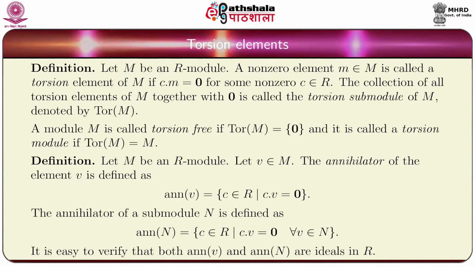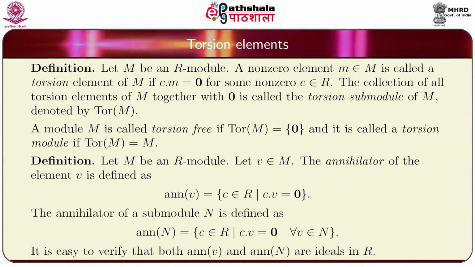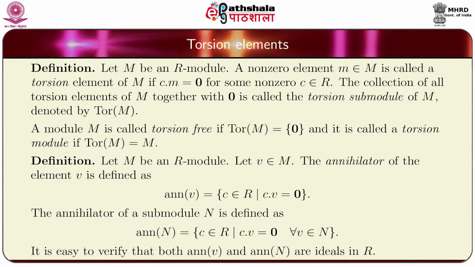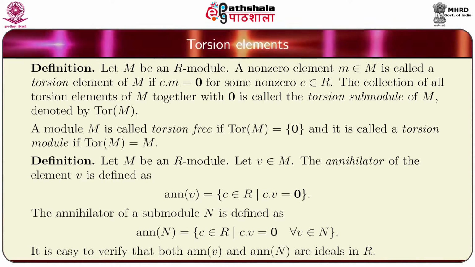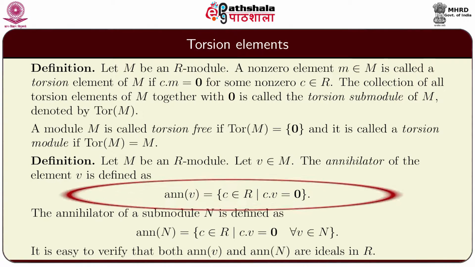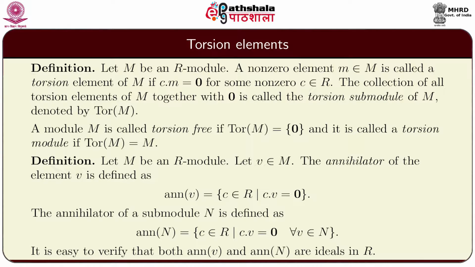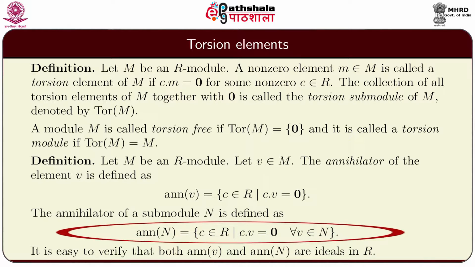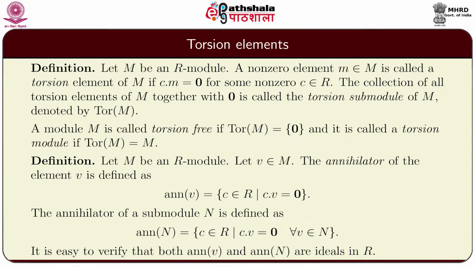One more definition: let M be an R module and v an element in M. The annihilator of the element v is defined as an v, which is the collection of all elements c in the base ring R such that c dot v is 0. The annihilator of a submodule N is defined as an N, that is the collection of c in R such that c dot v is 0 for all v in the submodule N. It is easy to verify that both an v and an N are ideals in the ring R.